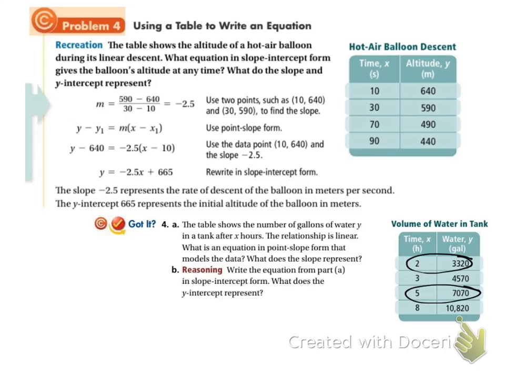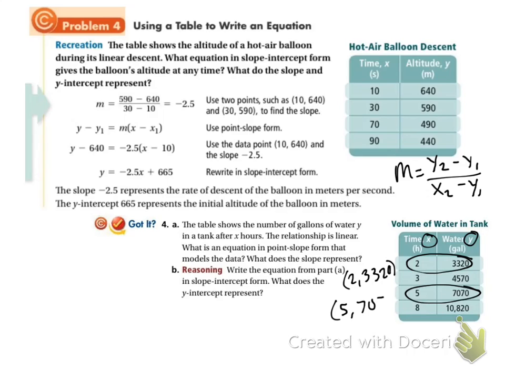And I'm going to find my slope. Remember, my slope is m equals y2 minus y1 over x2 minus x1. This one is my x. This one is my y. If it helps you, you can rewrite these as ordered pairs. That first one is 2, 3,320. And this one is 5, 7,070.